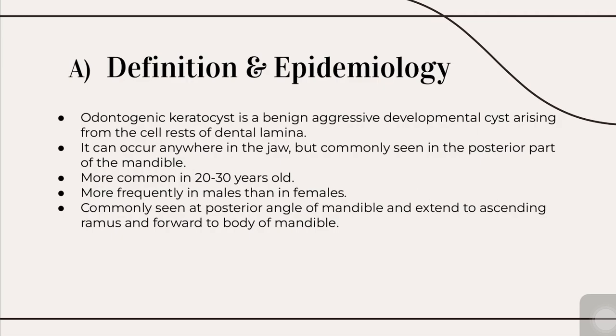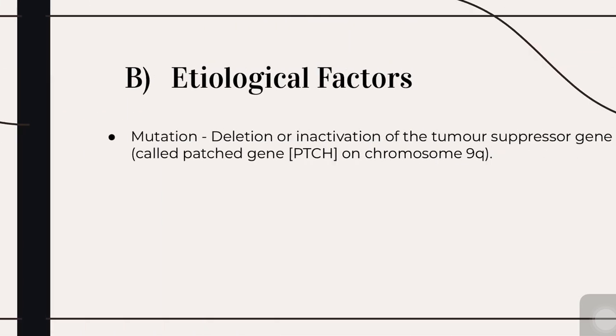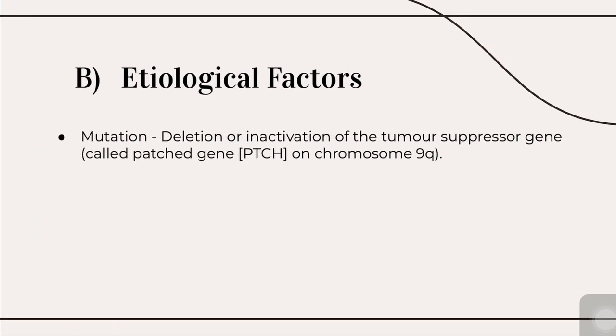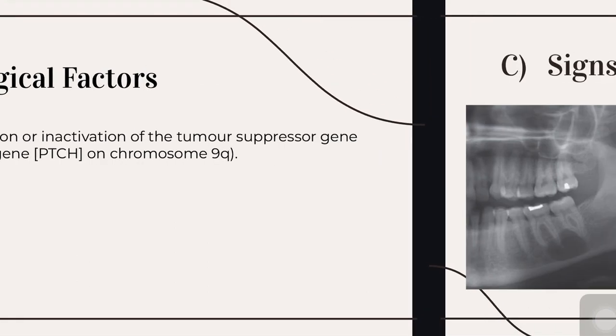It is more common in 20 to 30 year old patients and more frequent in males than in females, and commonly seen at the posterior angle of the mandible, extending to the ascending ramus and forward to the body of the mandible. For the etiological factors, it is caused by a mutation, which is a deletion or inactivation of the tumor suppressor gene called the patched gene, PTCH, on chromosome 9q.